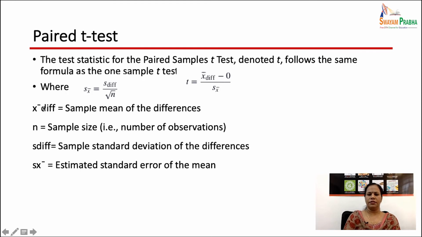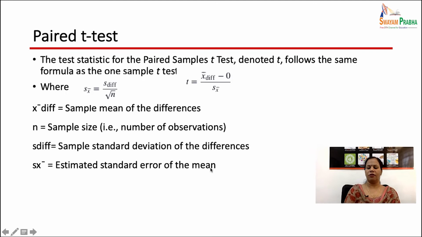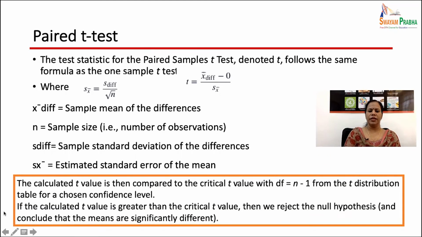I told you that this is the mean difference, the sample mean of the differences, n is the sample size, and this is the standard deviation of the differences, and this is the estimated standard error of the mean. Then you calculate the t value, and it is compared to the critical t value in the table with degrees of freedom n minus 1. Now, here we are having only one group, so that is why we use degrees of freedom as n minus 1, and then we check the table at that degree of freedom, and see whether our t value is significant or not.